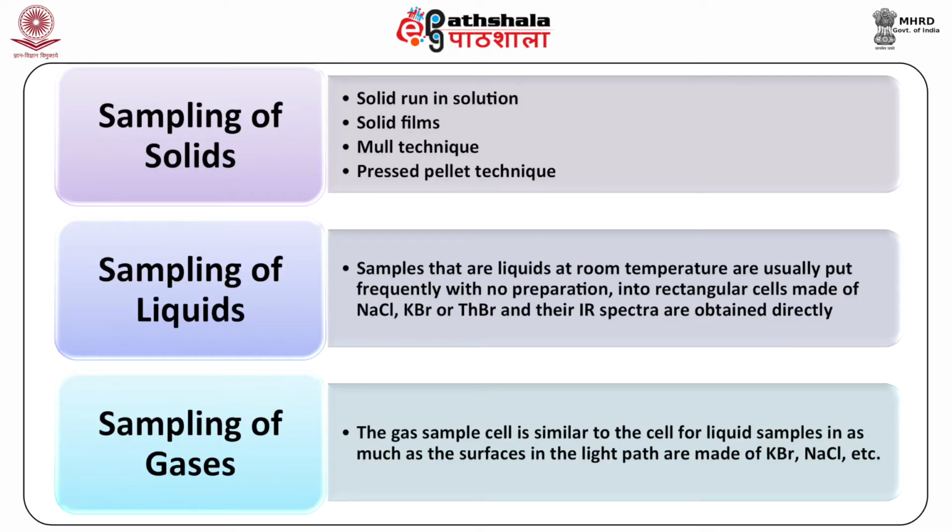First, we will see sampling of solids. Samples that are solid can be sampled as solids run in solution, solid films, the mull technique and the pressed pellet technique. Sampling of liquids. Samples that are liquids at room temperature are usually put, frequently with no preparation, into a rectangular cell made of NaCl, KBr or TlBr, and their IR spectra are obtained directly.